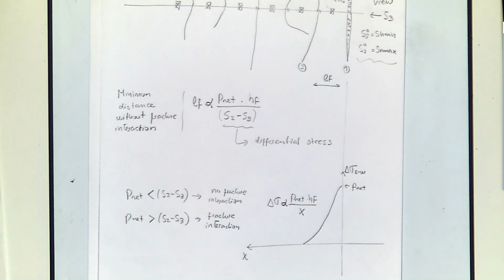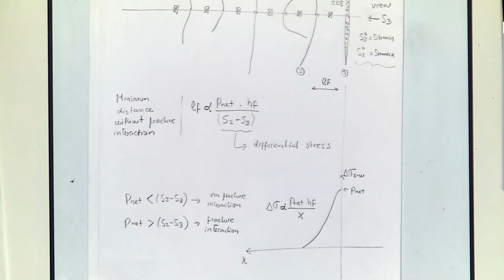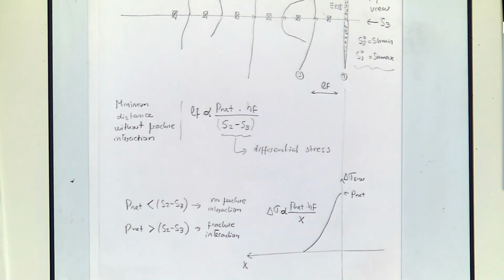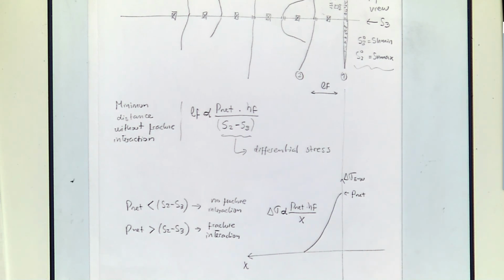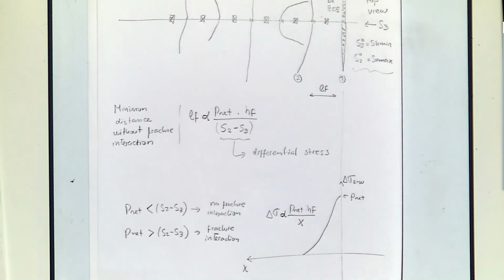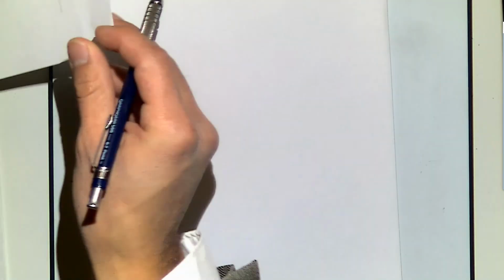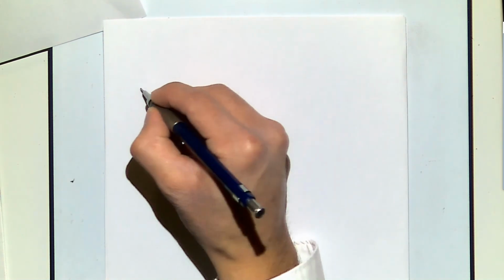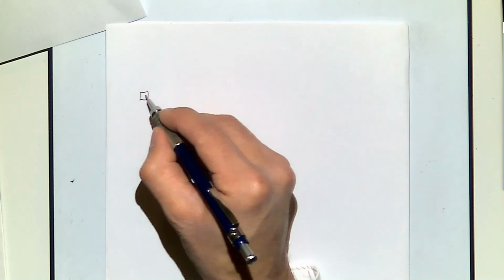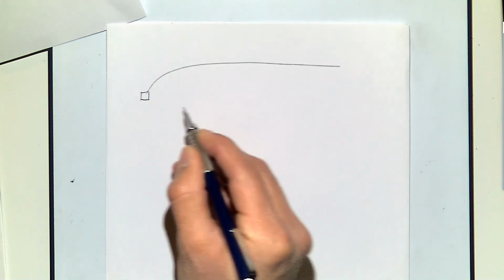All right, so let's see some solutions for this. How we can mitigate the problems of fracture interaction. And we're going to take advantage of this problem in order to also introduce a new concept and a new variable, which is going to be the distance between wellbores.